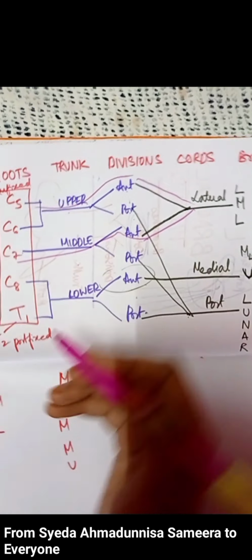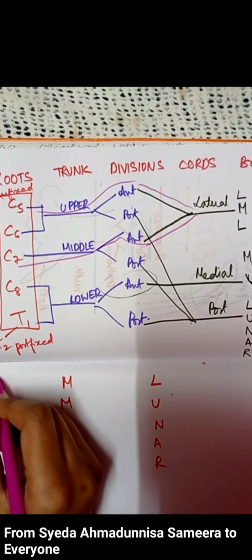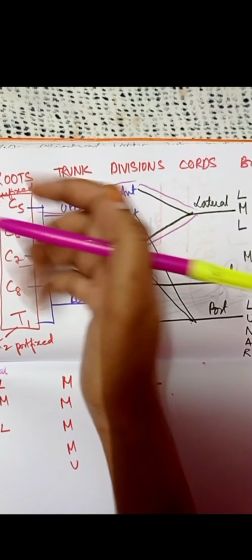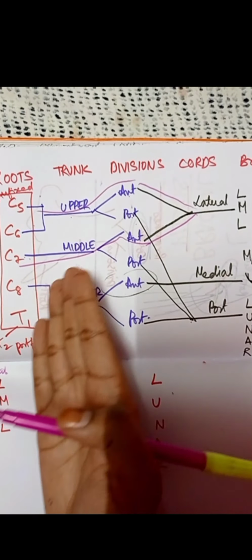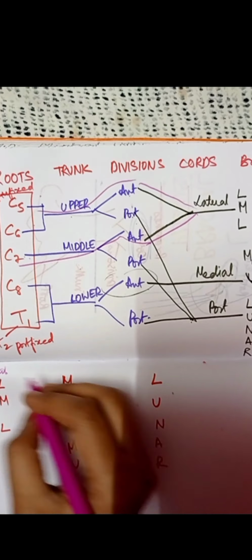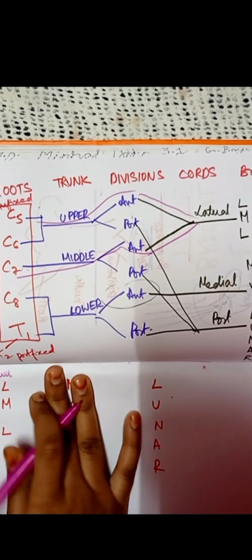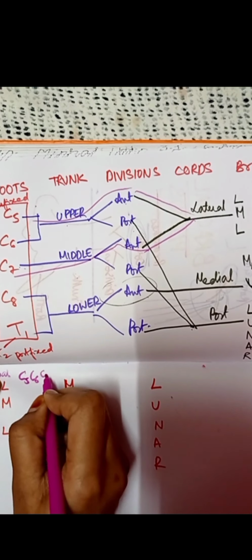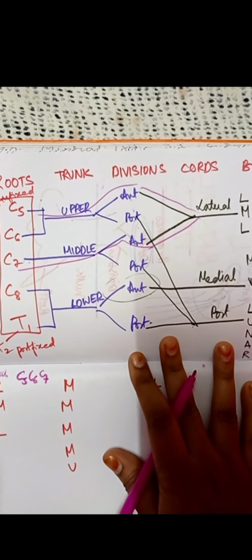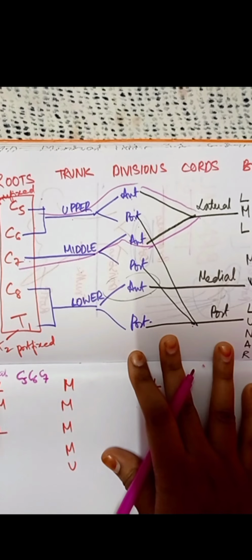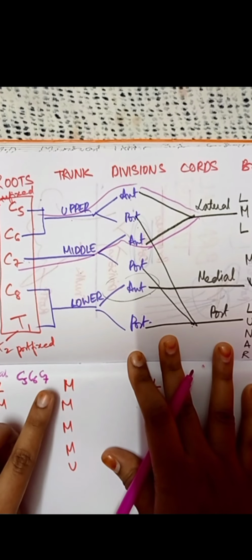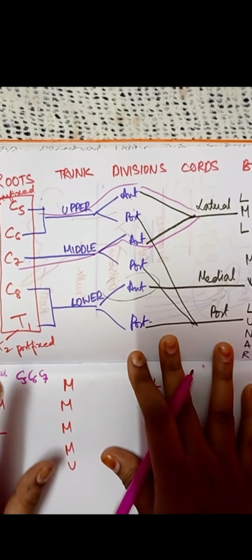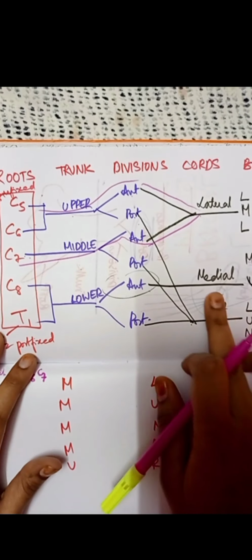So what is the rule? These are all lateral cord. Lateral cord root value is C5, C6, C7. See how it is going back. So any nerve, if it is asked from here, then the root value will be C5, C6 and C7. Okay, done. Now we will go to the medial cord.